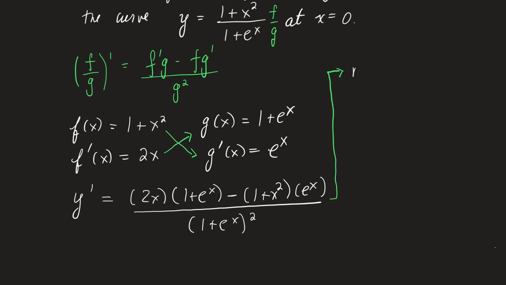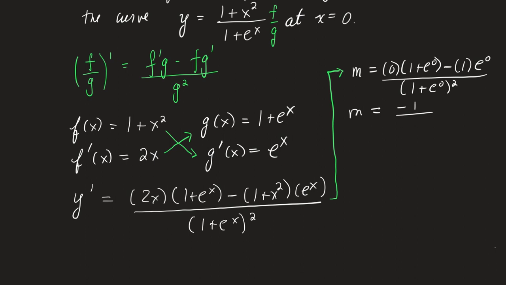So my slope, m, is equal to 2 times 0, which is 0, times 1 plus e to the 0, minus 1 plus 0 times e to the 0, all over 1 plus e to the 0 squared. And that's equal to minus 1 over 1 plus 1, so that's 2, and 2 squared is 4. So my slope is minus a quarter.